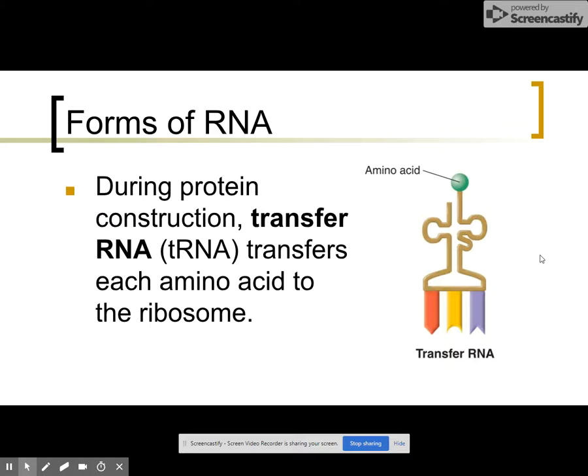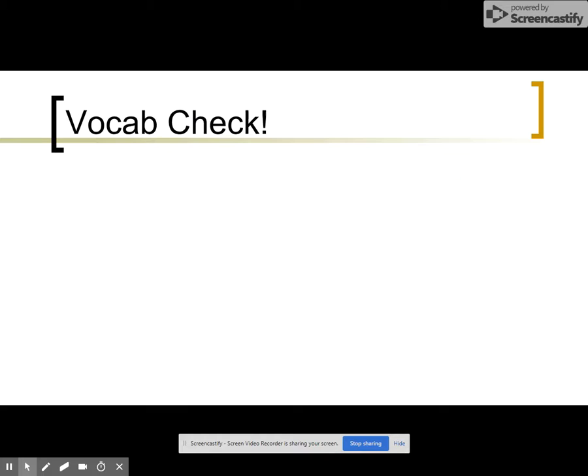Remember, ribosomes build proteins. And amino acids are the monomers of proteins. And so this transfer RNA will come into the ribosome and drop off this amino acid. And inside of the ribosome, the amino acids will be bonded together to make a long chain, a polypeptide chain, which is a polymer. And that polypeptide chain will later on become a protein.